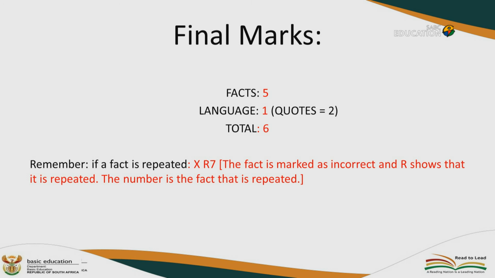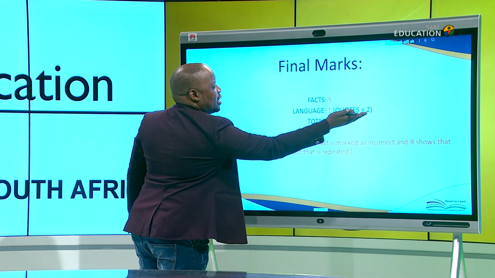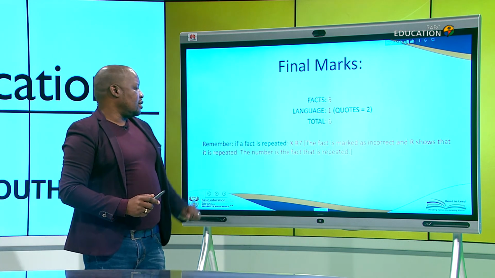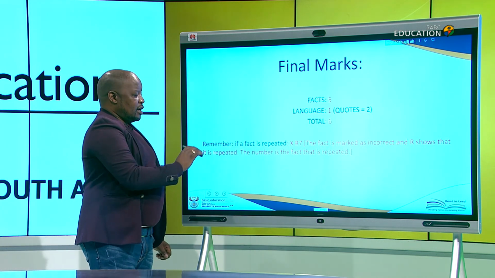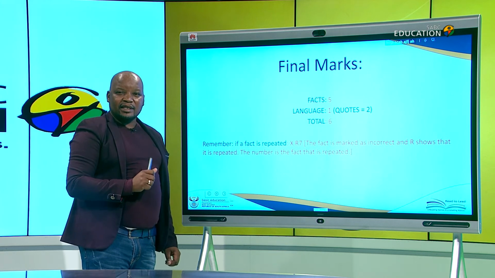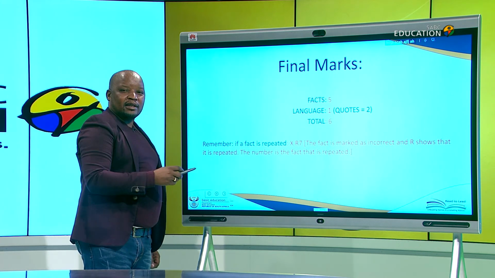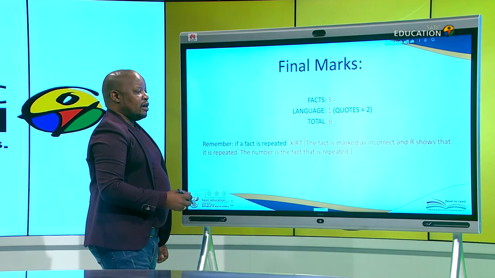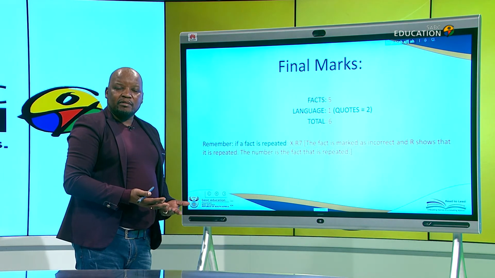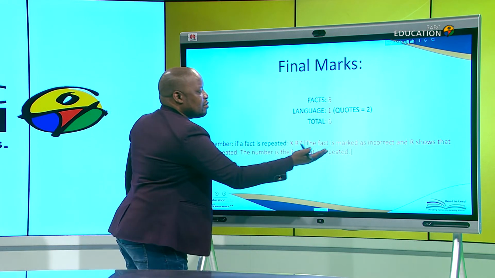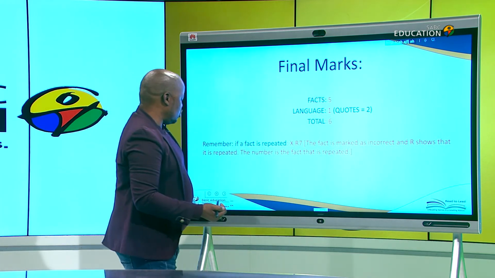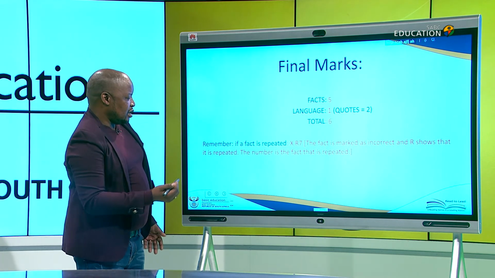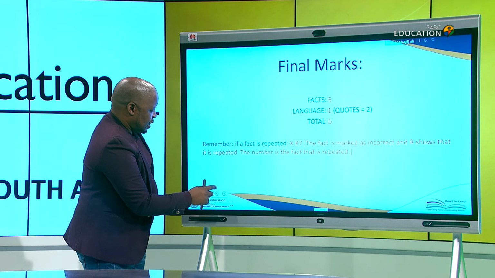Language, it was 1. Then because the quotations were 2, the total mark is 6. Remember, if a fact is repeated, you'll get an R in your script. R means repetition. But we can't award a mark because it's been repeated. The fact is marked as incorrect, and R shows that it is repeated. The number of the fact that is being repeated is indicated there.